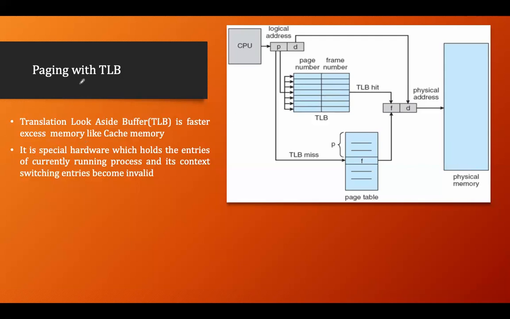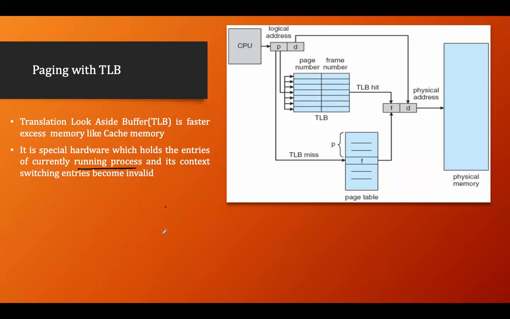Now, you just see what is TLB. It is a special hardware which holds the entries of the currently running process. So here we have a small set of entries of only the process which is running right now. It will take all those page entries related to the process which is currently running, and on context switching the entries become invalid. So whenever we are doing a context switch, that means when the process is changed in the CPU.